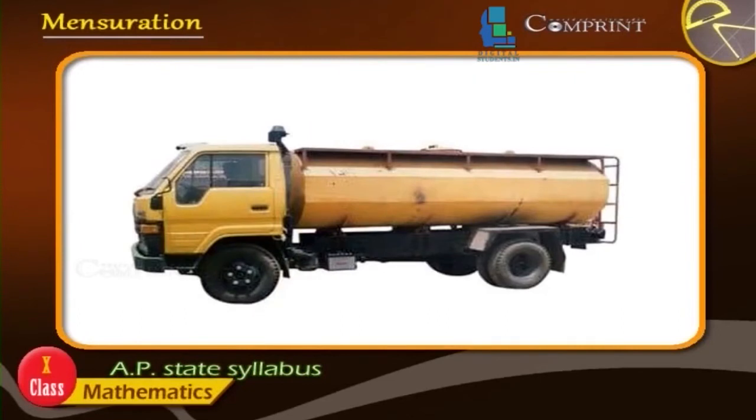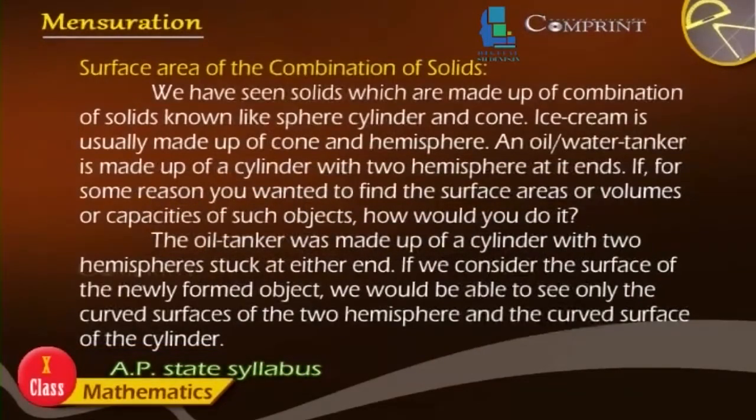If for some reason you wanted to find the surface areas or volumes or capacities of such objects, how would you do it? The oil tanker was made up of a cylinder with two hemispheres stuck at either end. If we consider the surface of the newly formed object, we would be able to see only the curved surfaces of the two hemispheres and the curved surface of the cylinder.